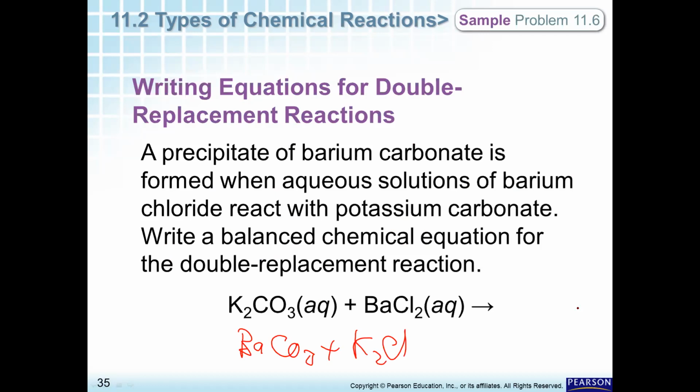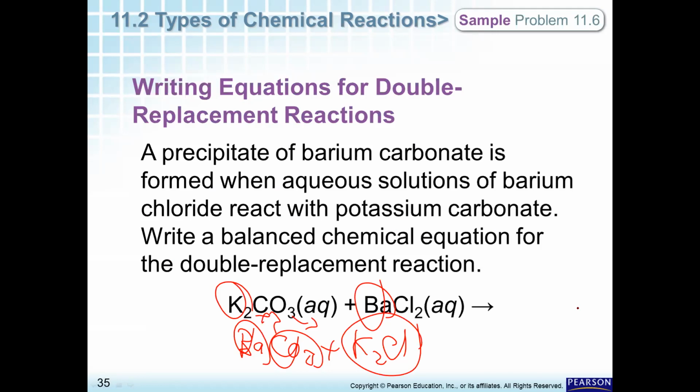Let's see what mistakes were made here. First, they replace each other. Thank you very much, that's excellent work. The potassium replaces the barium, and that's the main objective. Barium carbonate is BaCO3. I hope you know this: barium is 2+ and CO3 is 2-. That's why we don't write Ba2, we write BaCO3. Okay? Here is the only problem. Have you ever seen K2Cl? It is KCl.